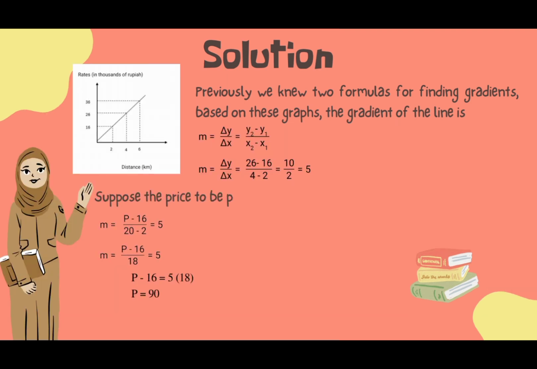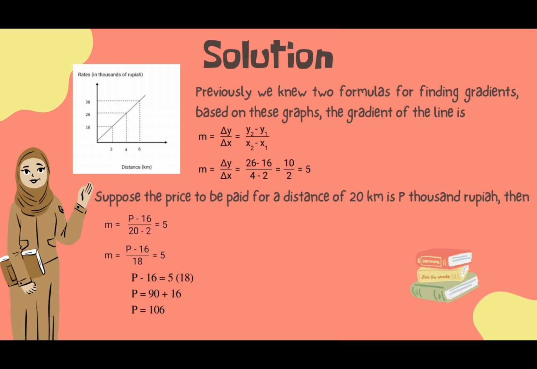Suppose the price to be paid for a distance of 20 kilometers is P thousand rupiah, then m = (P - 16) over (20 - 2) = 5. m = (P - 16) over 18 = 5. So P - 16 = 5 × 18. P = 90 + 16.